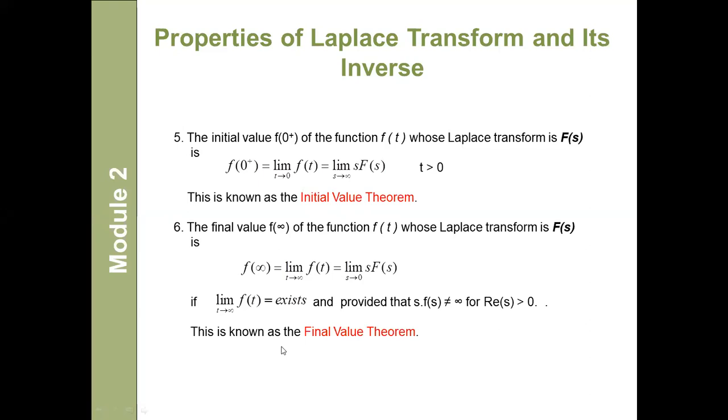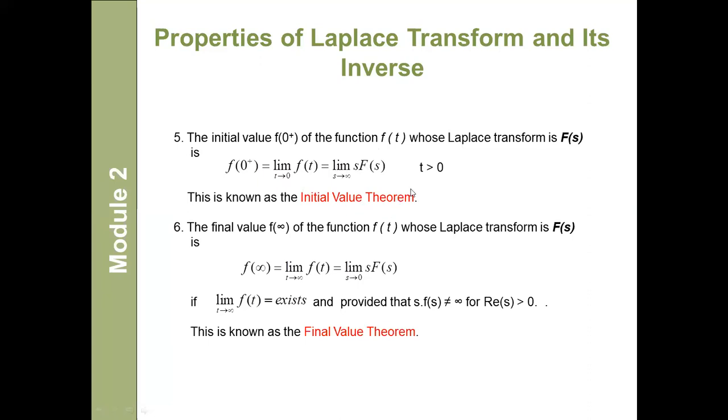In these two theorems, you directly use the function of s that is provided, you multiply it with the s, and these two theorems differ only in the value that the product of s and function of s is approaching. So if we determine the initial value of the function, we evaluate the limit as s approaches infinity. The limit is the product of s and your given function of s. That's for the initial value theorem.